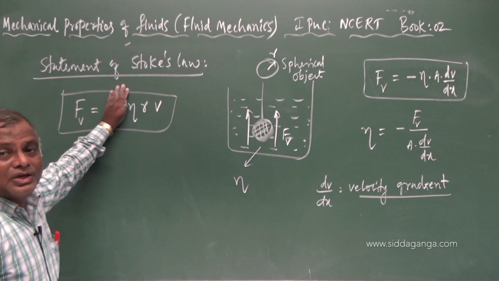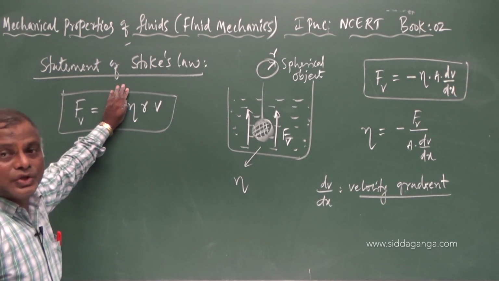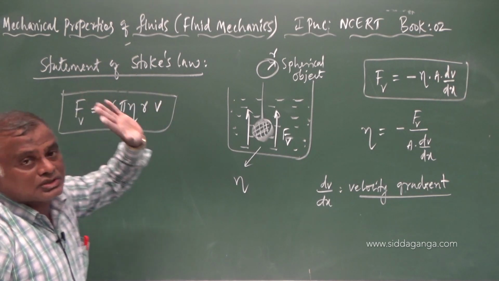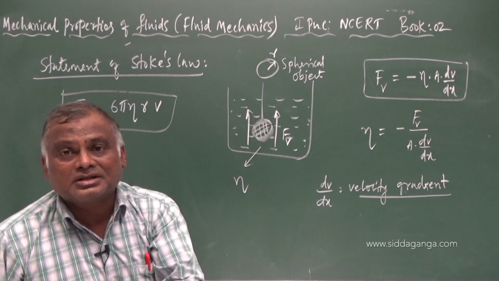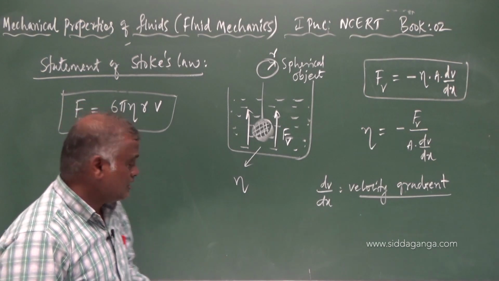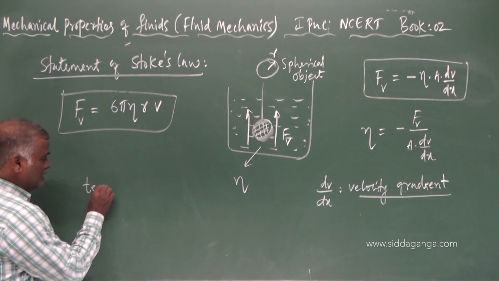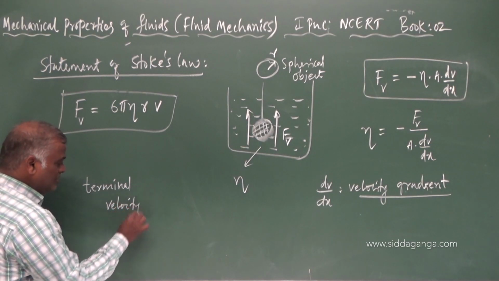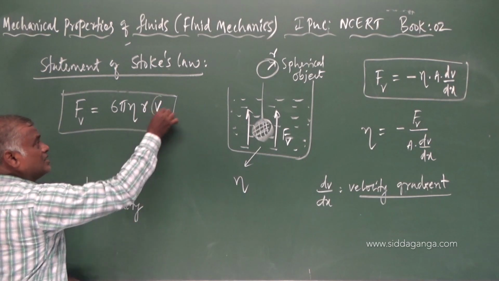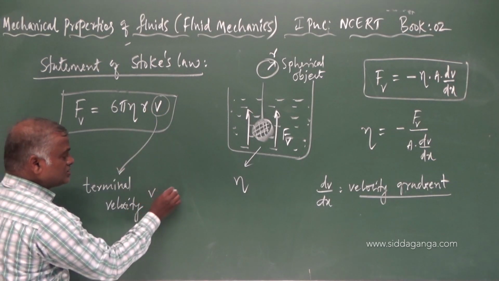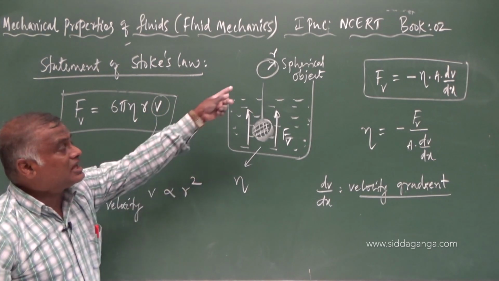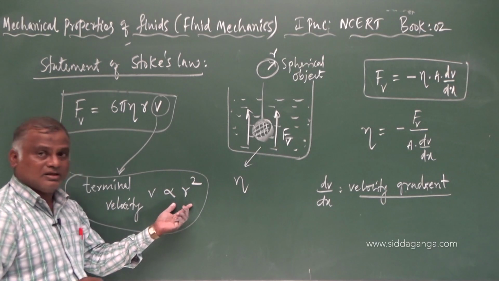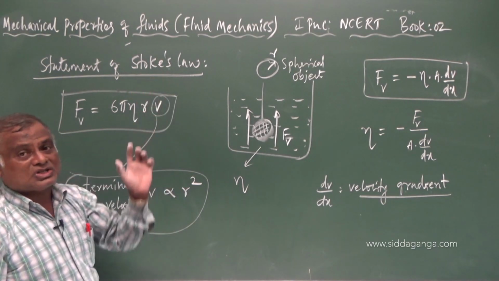So here you just recall the formula given by Stokes law to understand the next concept, terminal velocity. This v is a terminal velocity which is proportional to the square of the radius of the object. In order to understand this relation, this Stokes law is needed.